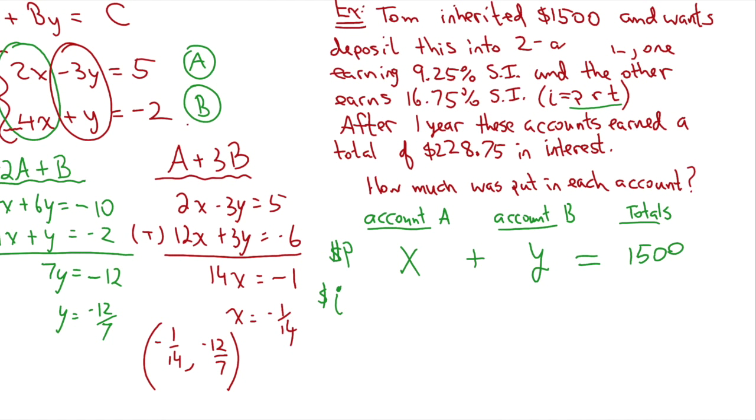So you get principal times rate. What's the principal of the first account? X. What's the rate? 9.25%. So what do I do with 9.25% and X? 0.0925 times x. Same thing with us, 16.75%, y. 0.1675y. Multiply, still plus in the middle. And what has to be added together? The interest from the first account plus the interest from the second account must equal 228.75.